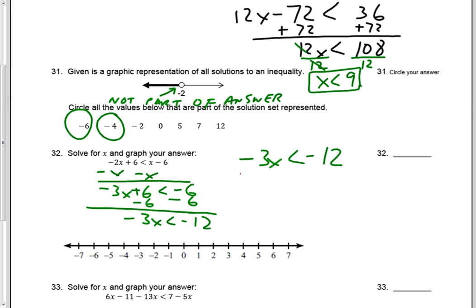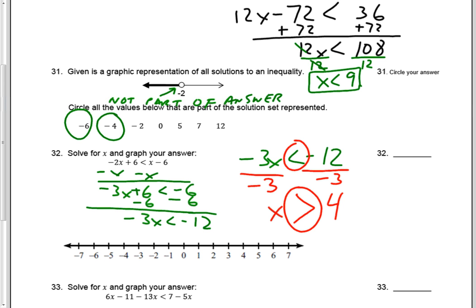What happens when I divide by a negative? Oh, it changes the thing. Yeah, see, that's what I did. It changes the direction. We should have x greater than 4. What does that look like? That looks like this, and that's an x.